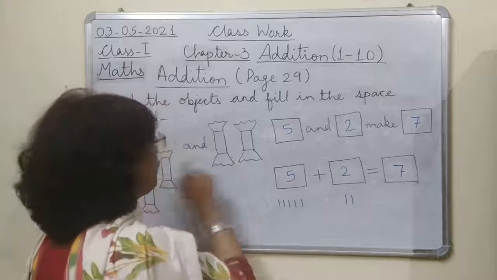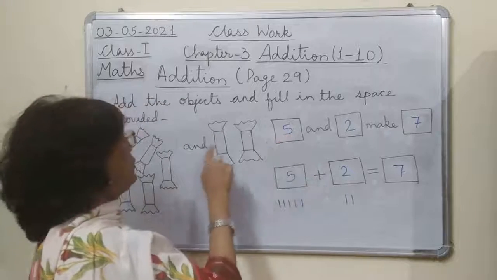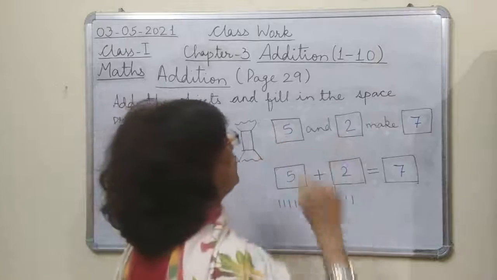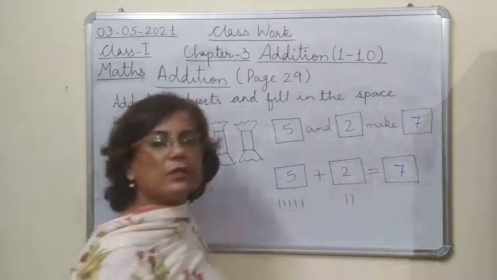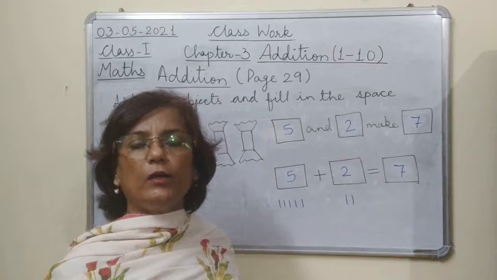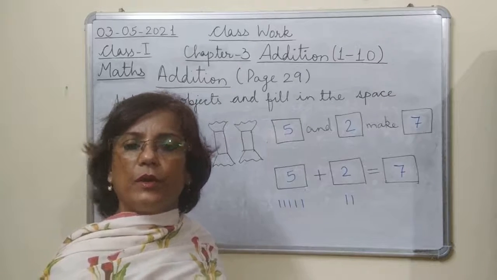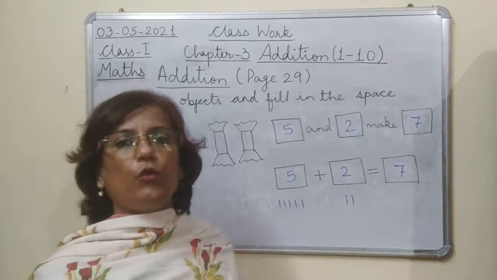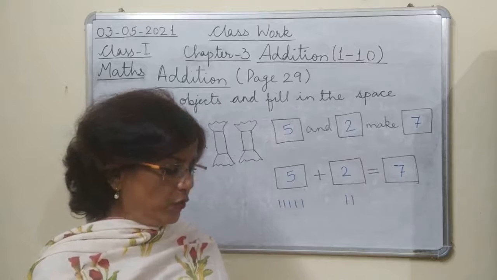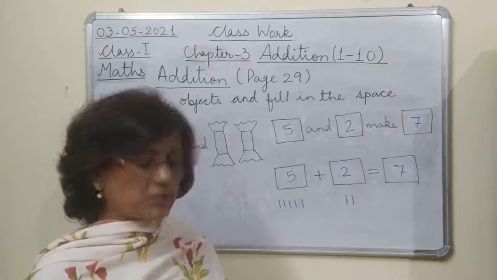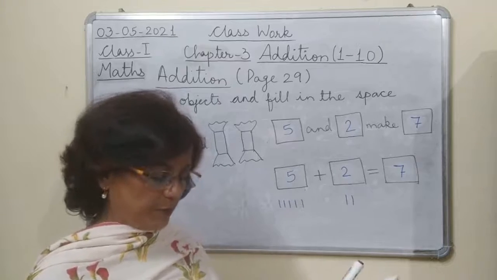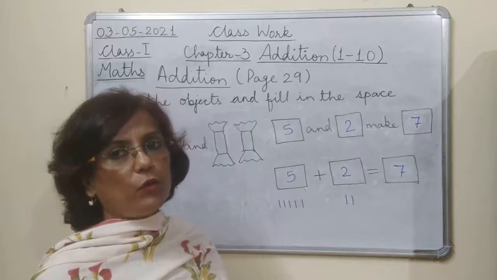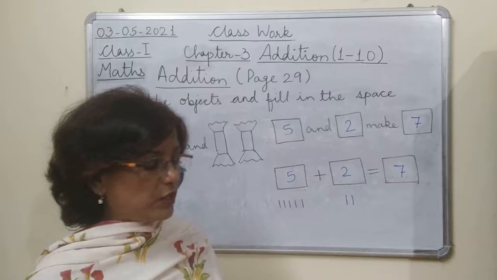1, 2, 3, 4, 5, we have written 5 here. 1, 2, we have written 2 here. So 5 and 2, that is 7. Okay, ठीक है. Now in your book only 4 sums were there. We will be doing a few extra sums also, ठीक है, for practice purpose. बुक में only 4 addition sums थे बुक में.